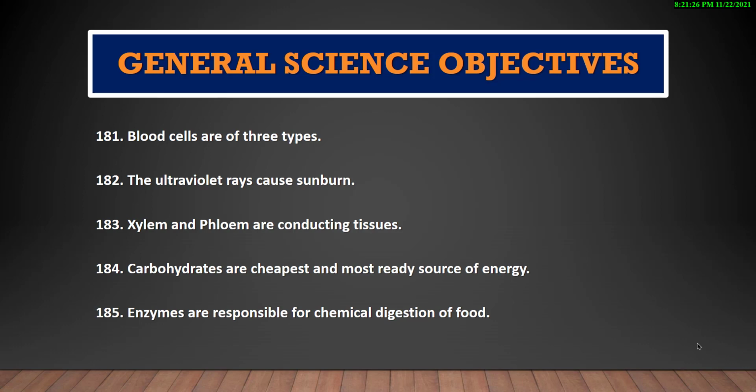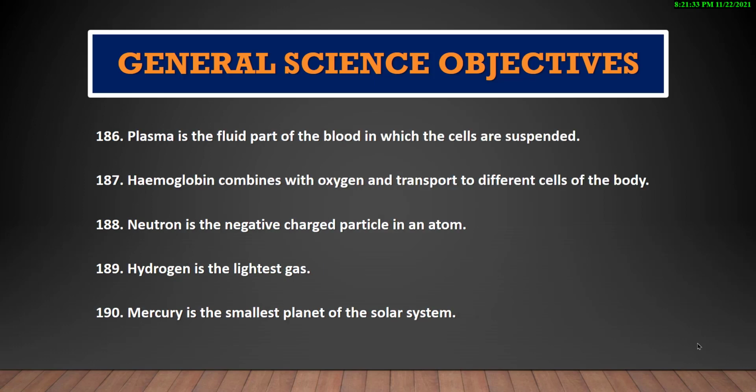Carbohydrates are the cheapest and most ready source of energy. Enzymes are responsible for chemical digestion of food. Plasma is the fluid part of blood in which the cells are suspended. Hemoglobin combines with oxygen and transports it to different cells of the body. Neutron is the negative charged particle in an atom. Hydrogen is the lightest gas.